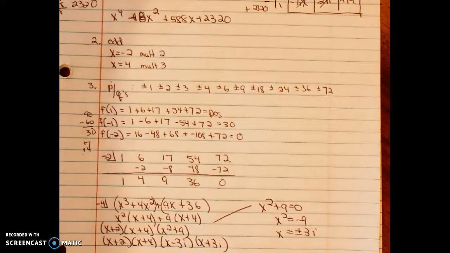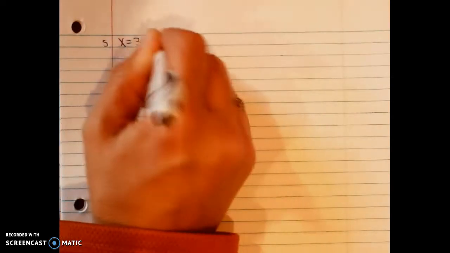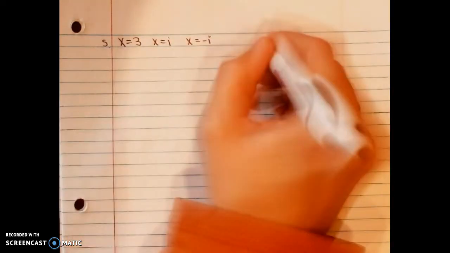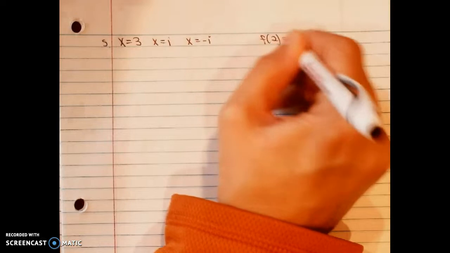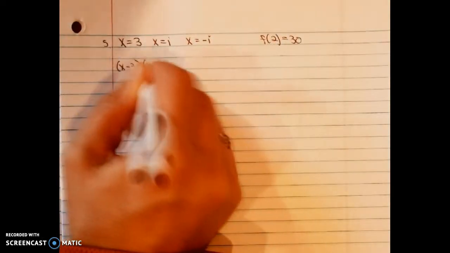Moving on to number 5. 5, similar to the very first one. We have x is equal to 3, x is equal to i, we know x is equal to -i, and we have one other thing, that's f of 2 equals 30. Let's go put it into its corresponding factors.